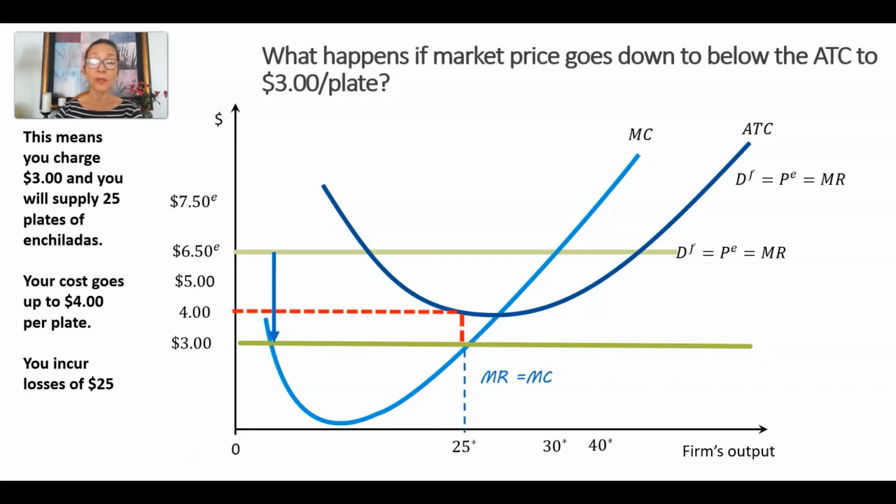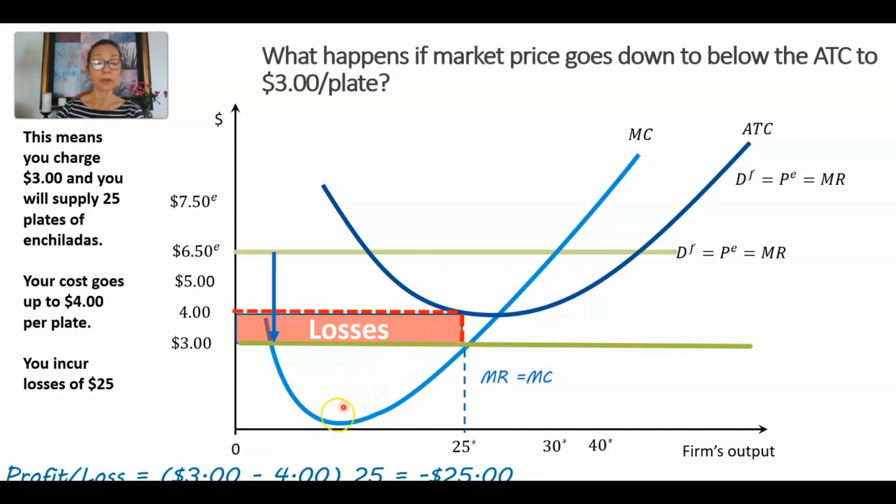We're going to find losses the same way we find profit. We're going to take price minus our average total cost, and that will give us the amount of our loss. So our price was $3. The average total cost is $4. So 3 minus 4 gives us -1 times 25 plates of enchiladas being produced. That gives us a -25, which means that at a price of $3, we are operating at a loss.